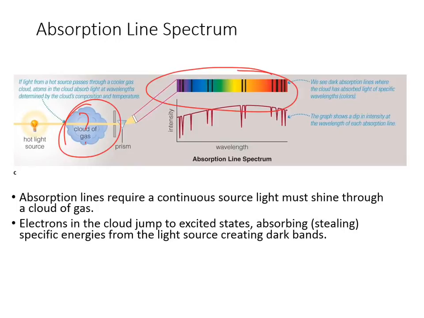Absorption line spectra look like this, where instead of getting the entire light bulb, entire energy, you get it, but you have chunks taken out.